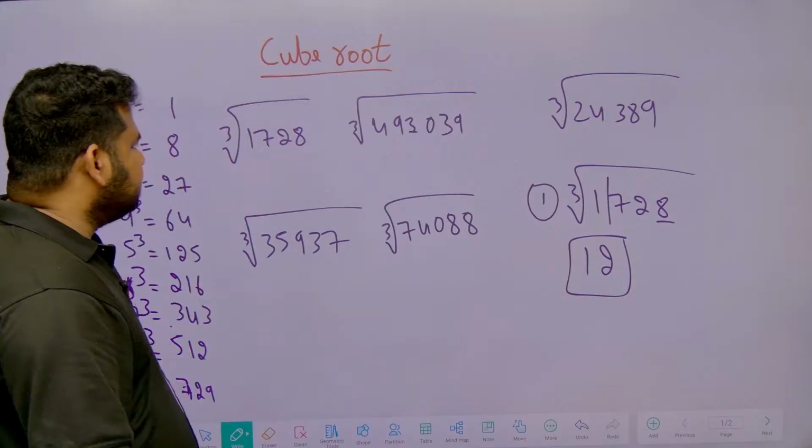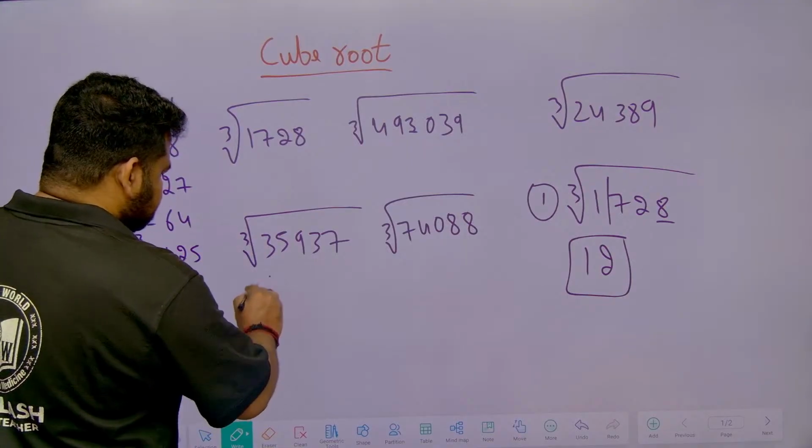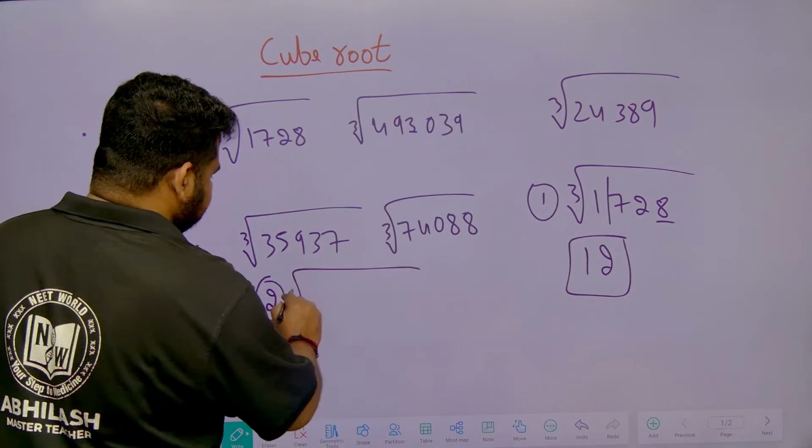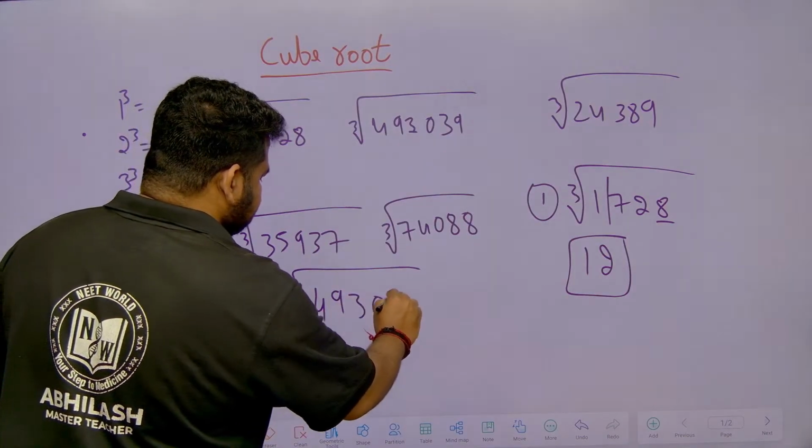Got it. Now let us take the next example that we have, which is a bigger number, cube root of 493039.